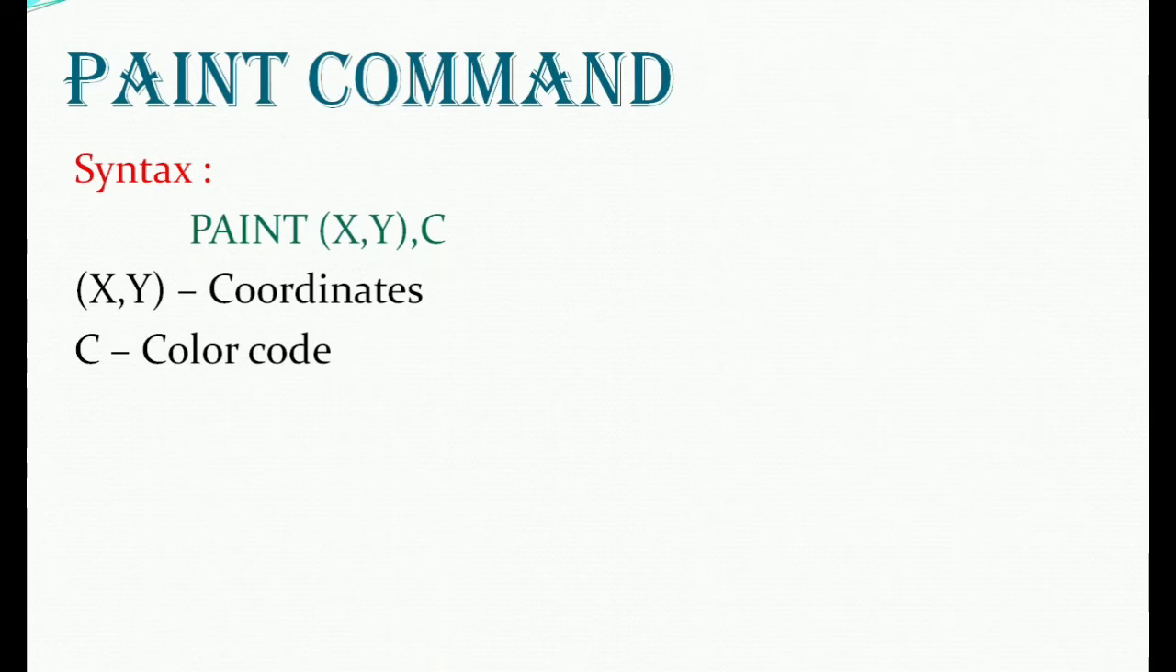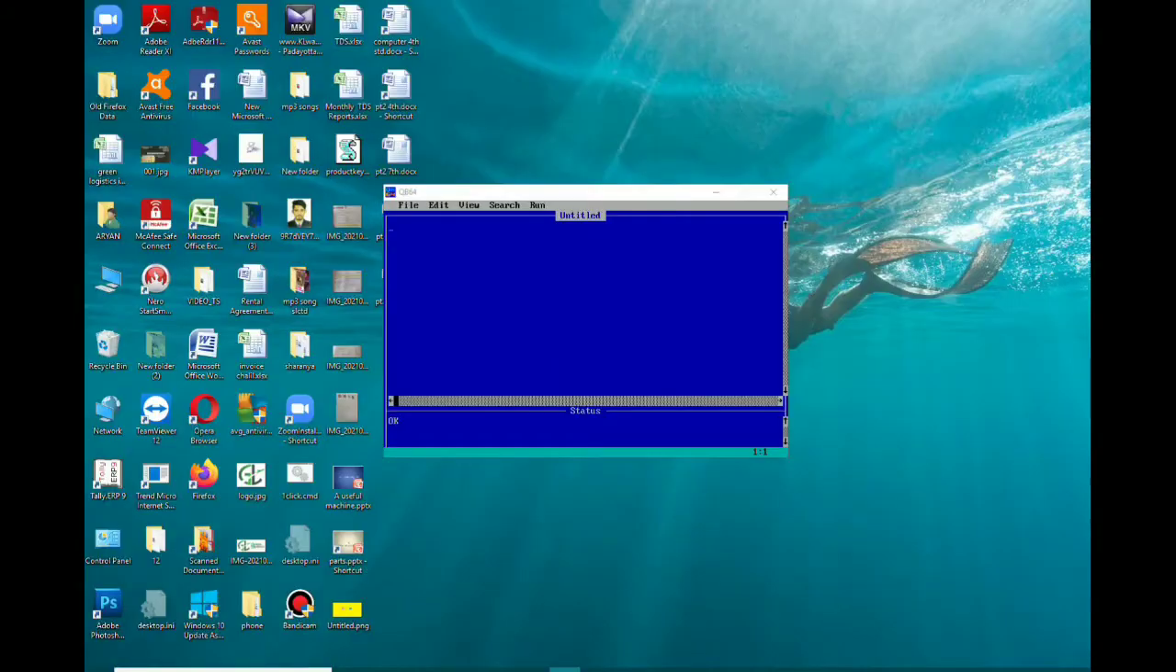Now let's check some examples of these commands. Now let's check some examples of the line command. Before starting the command, first we should give CLS, where CLS stands for clear screen. And in the previous class we studied that there are 2 modes supported by QBasic, text mode and graphics mode. So we have to mention one of the screen commands for the graphics mode. Here we have given screen 9.